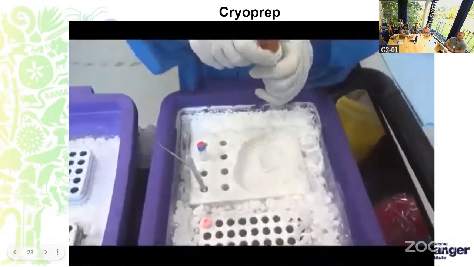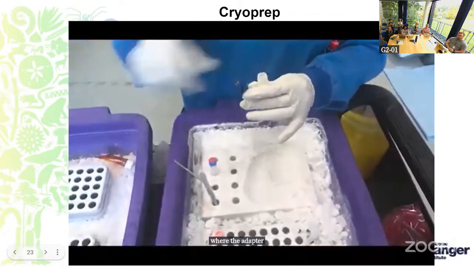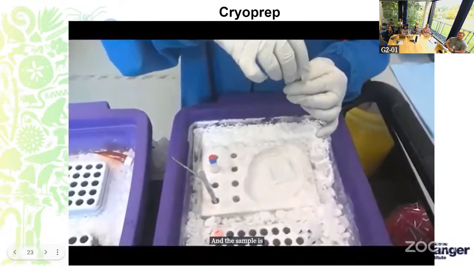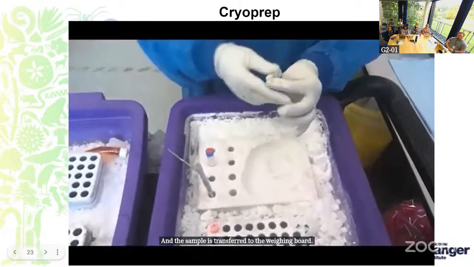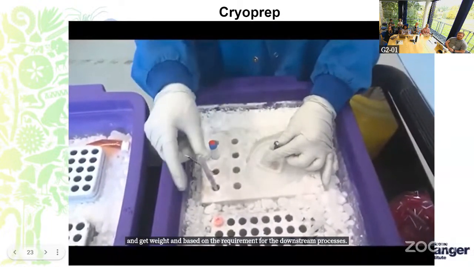Now we move back to the sample prepping area where the adapter along with the cryo bags is taken off, and the sample is transferred to the weighing board and gets weighed. Based on the requirement for the downstream processes, it gets transferred into new Fluidex tubes.